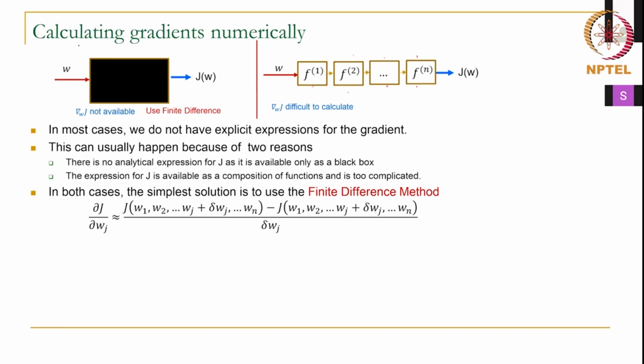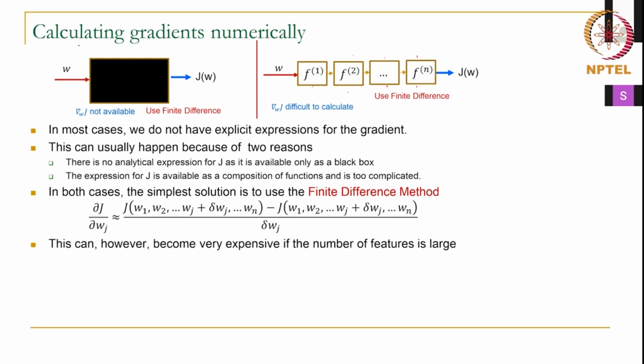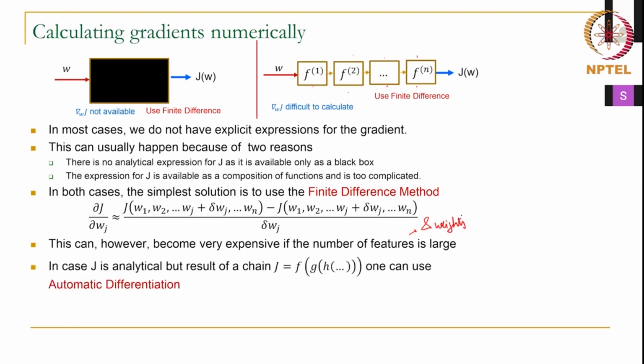It also turns out that these are somewhat noisy. And this was the reason why, in fact, neural networks research was stuck for a long time. If the number of features and the number of weights is large, this becomes very expensive. However, there is a way of calculating in an implicit fashion. This is something called automatic differentiation. I am not going to get into it. I'll very briefly describe how it is done on Monday, for neural networks specifically.